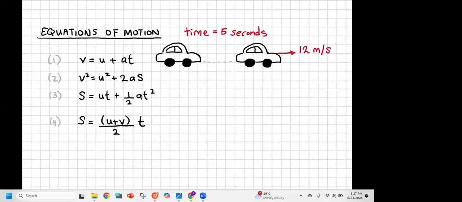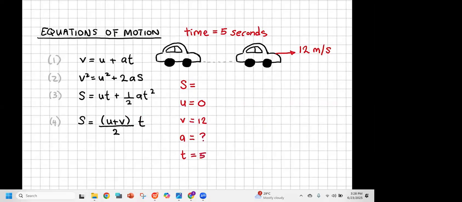A car is initially at rest, and after 5 seconds, it has accelerated to 12 meters per second. We have to find the acceleration. I like to use what's called the toolbox method. We write down all the variables that we know, and these will be our tools. We don't know the displacement, so I'll leave it blank. The car was initially at rest, so the initial velocity is 0. The final velocity is 12 meters per second. Acceleration is what we want to find, so I'll put a question mark next to it. t is 5 seconds.